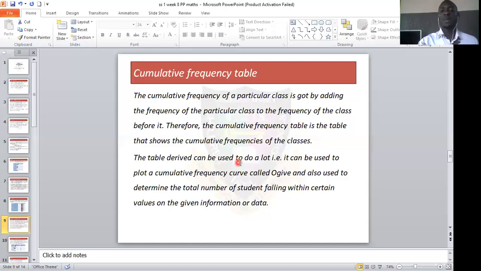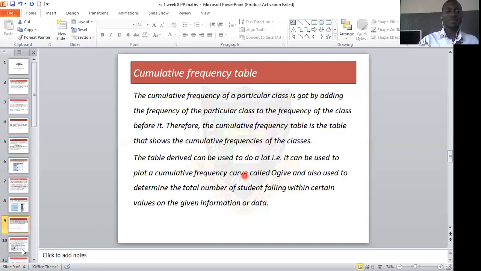So the table derived can be used to do a lot. It can be used to plot a cumulative frequency curve. Yes, you can plot a cumulative frequency curve from your cumulative frequency table. And this curve is called an ogive, and it is also used to determine the total number of students falling within certain values on given information or data.